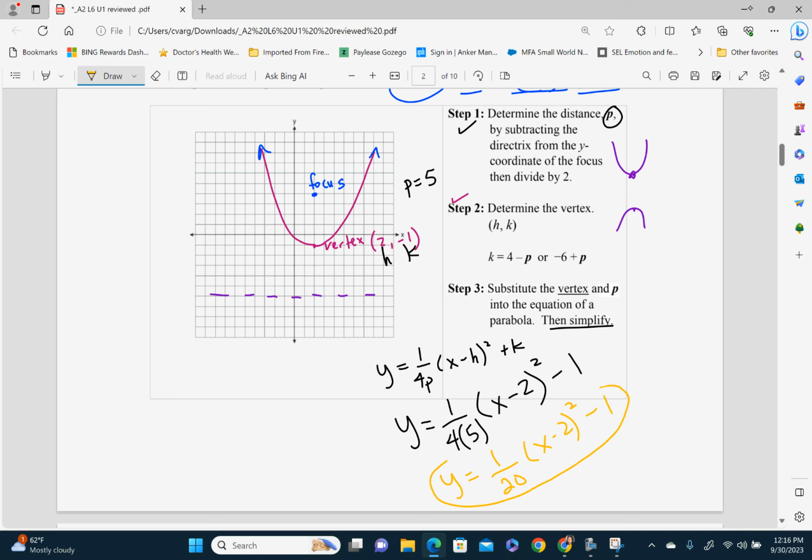And this is the equation of our parabola. That's going to be this equation, right? The one that we just found. All right, pretty straightforward.